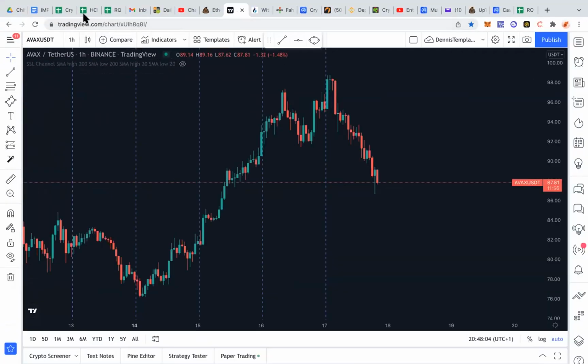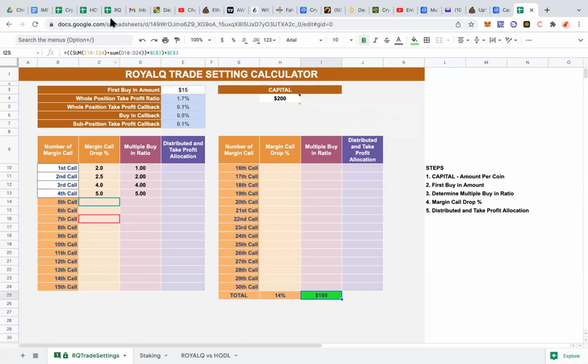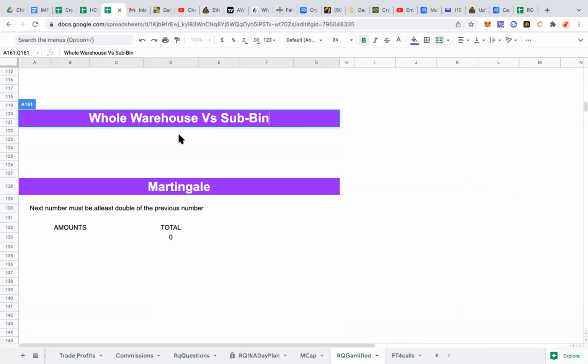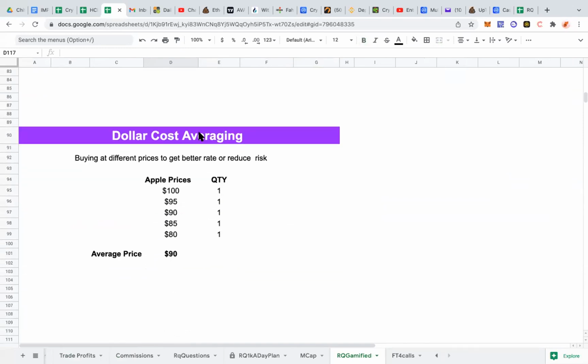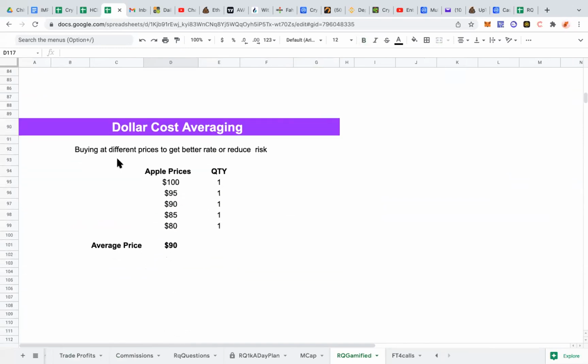I will try to make this as simple as possible. Now, the method we'll be talking about today is called dollar cost averaging. I'm going to explain the principle of what I'm going to show you, and then I will show you how to apply this in your bot, right? To start trading hands-free. Dollar cost averaging has to do with buying at different prices to get better rates, or at least to reduce your risk. That is dollar cost averaging.